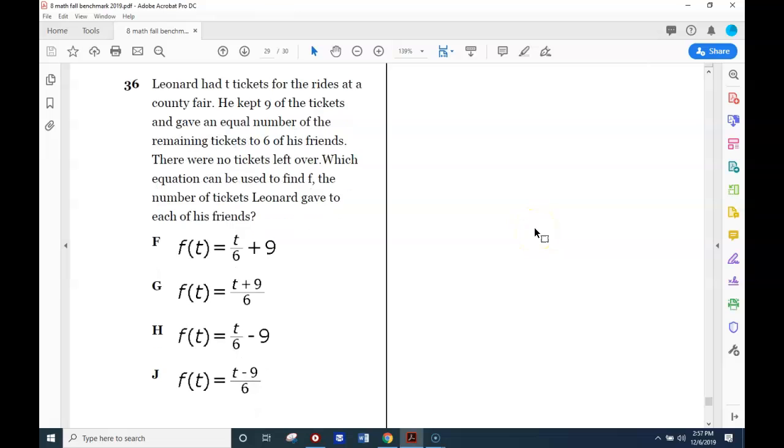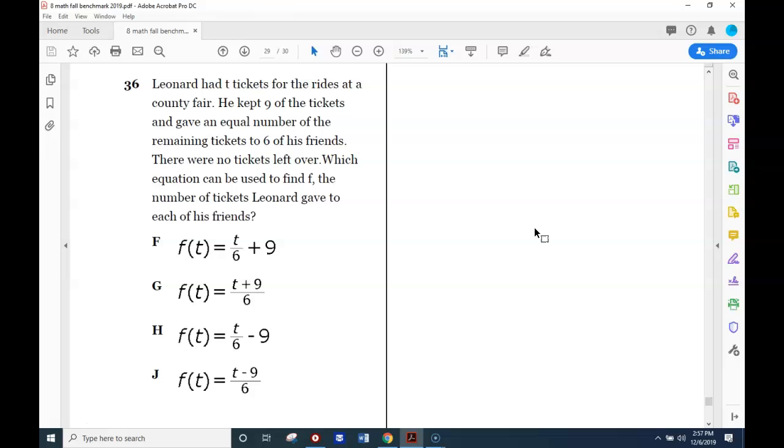Number 36. Leonard had T tickets for the rides at a county fair. He kept 9 of the tickets and gave an equal amount of the remaining tickets to 6 of his friends. There were no tickets left over. Which equation can be used to find F, the number of tickets Leonard gave to each of his friends?